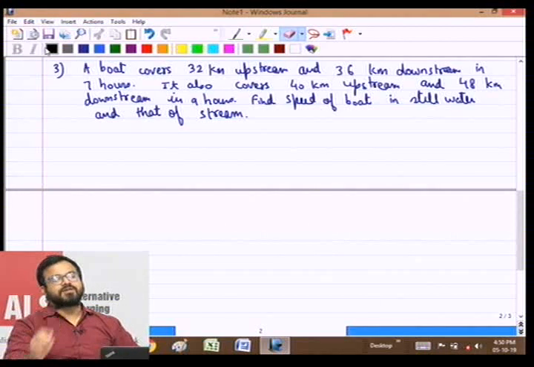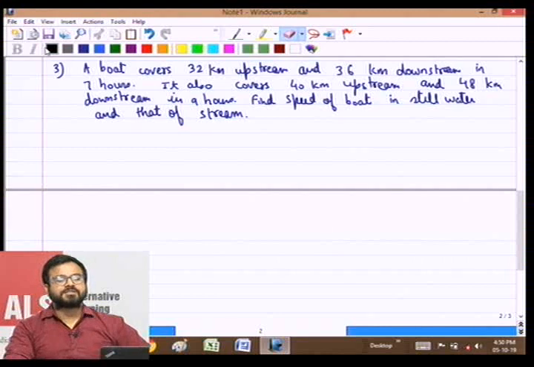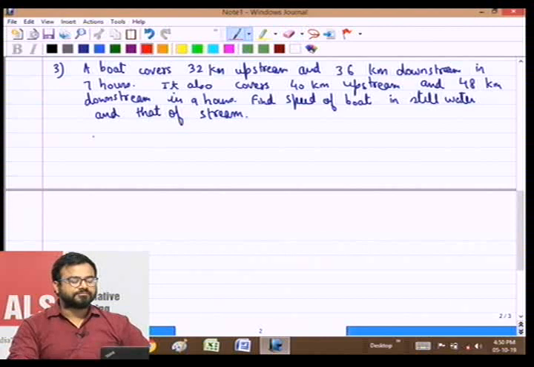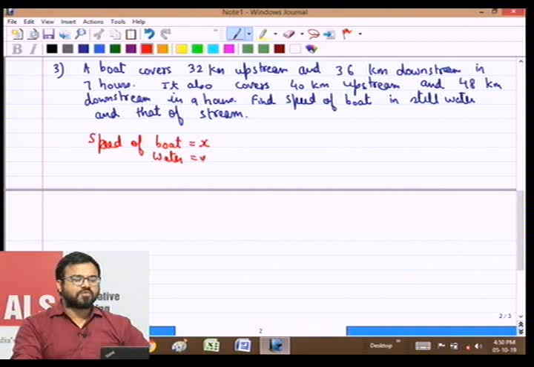It says that a boat covers 32 km upstream and 36 km downstream in 7 hours. We have to find the speed of the boat in still water and the speed of the stream. So what we can do, we can assume, let's say, the speed of the boat in still water is equal to x and the speed of water or speed of stream is equal to y.